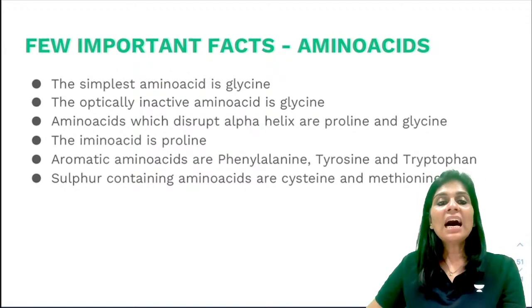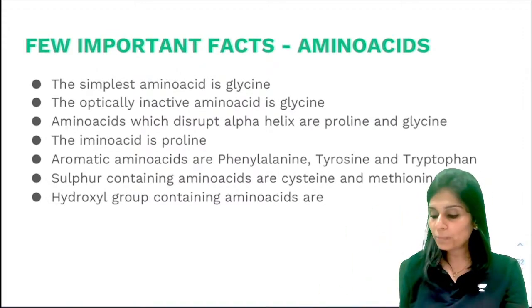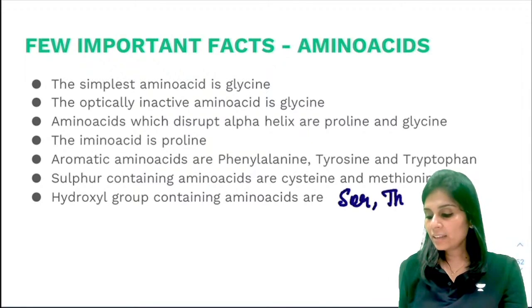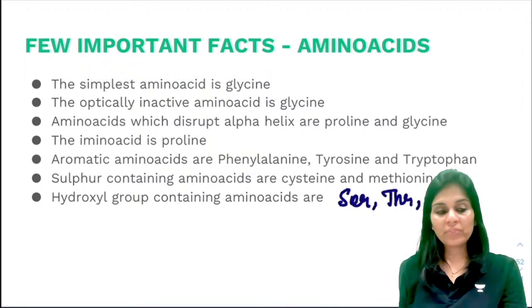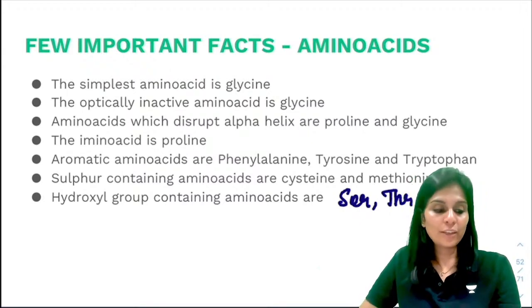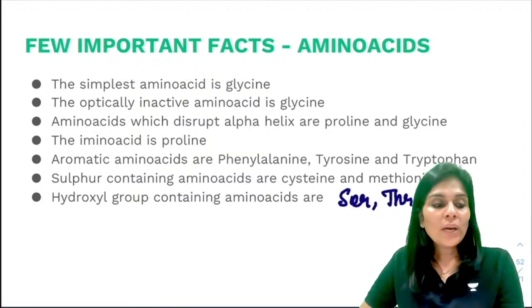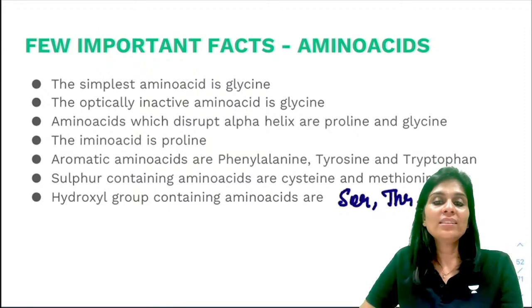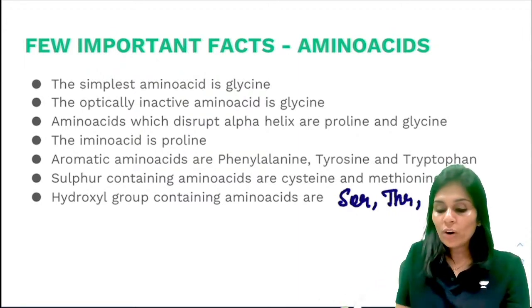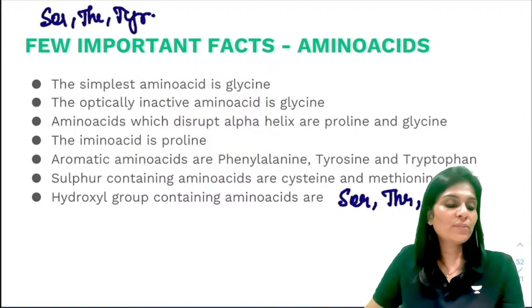What are the hydroxyl group containing amino acids? There are 3 hydroxyl group containing amino acids: serine, threonine and tyrosine. Today in the Telegram group, somebody was asking me which amino acid cannot get phosphorylated. Only hydroxyl group containing amino acids can be phosphorylated. So what are the 3 amino acids which can undergo phosphorylation? Serine, threonine and tyrosine can undergo phosphorylation.